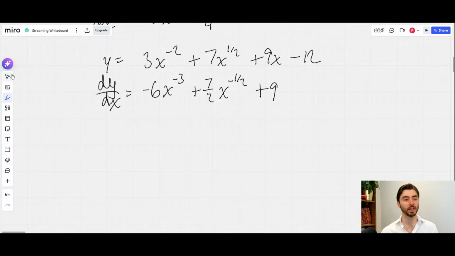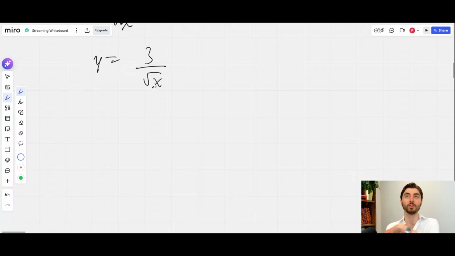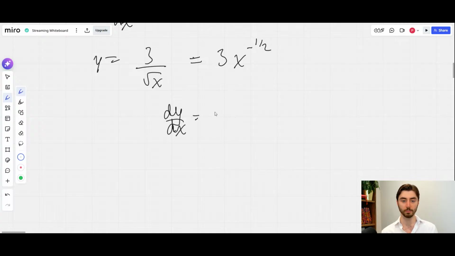Now, this gets a little more complicated if it is not already in that differentiable form. So if we had, for instance, y equals 3 over the square root of x, the first thing you have to do is use your power laws to rewrite it into a form you can differentiate. So using your power laws, you can rewrite that as 3x to the minus a half. Then it becomes relatively easy to differentiate. Minus 3 over 2, x to the minus 3 over 2 when I subtract 1 from that power.